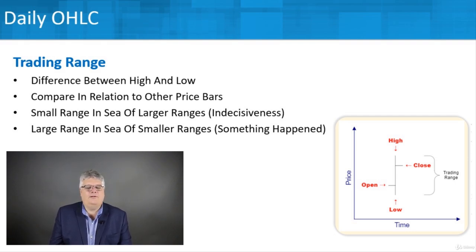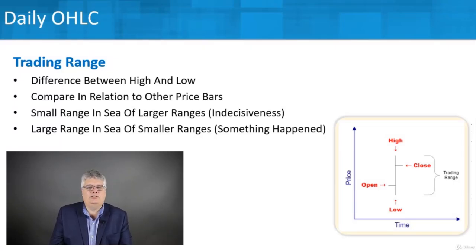And you can start seeing that if there's a small range in the sea of larger ranges, where all of a sudden the price bar you're looking at for the most recent day or time period, whatever that is, maybe the ranges are getting smaller, then there might be some indecisiveness happening. They're trying to figure out, do we go higher, do we go lower, looking at that trading range.